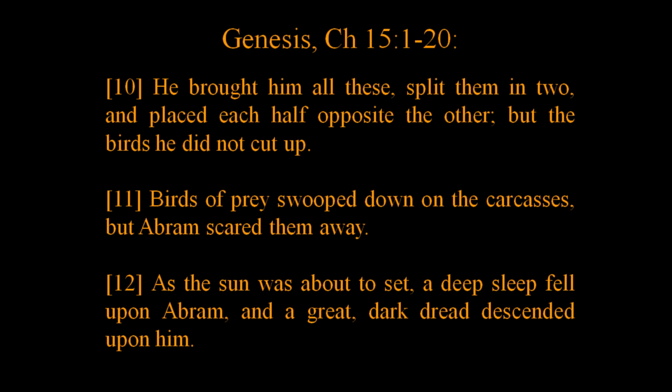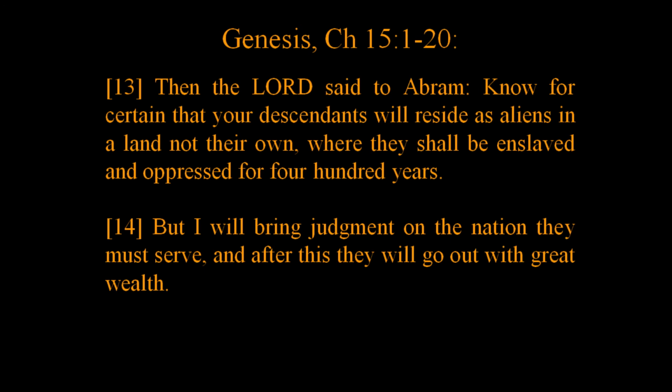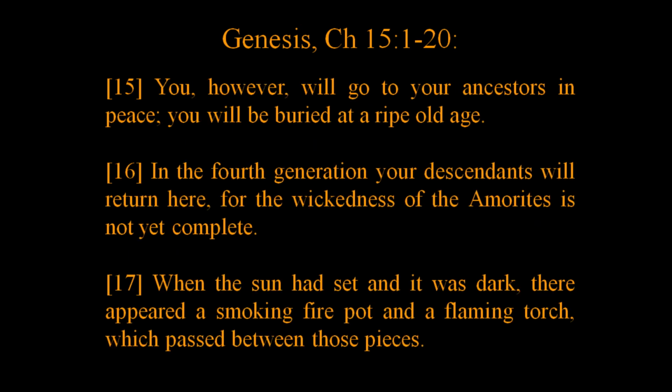As the sun was about to set, a deep sleep fell on Abram, and a great dark dread descended upon him. Then the Lord said to Abram, know for certain that your descendants will reside as aliens in a land not their own, where they shall be enslaved and oppressed for 400 years. But I will bring judgment on the nation they must serve, and after this they will go out with great wealth. You, however, will go to your ancestors in peace. You will be buried at a ripe old age. In the 4th generation your descendants will return here, for the wickedness of the Amorites is not yet complete.